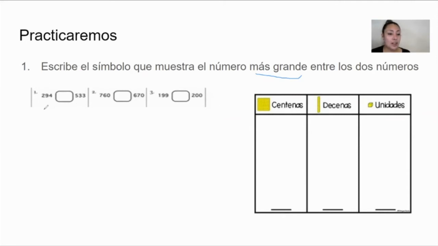Y al lado vamos a empezar con el número 1. El número 1 tiene 294 y 533. Voy a tomar el primer número y voy a escribirlo aquí en mi tabla en forma expandida. Yo sé que 200 tiene que ir aquí, 90 y mis unidades son 4. Y luego voy a escribir mi otro número, 533.